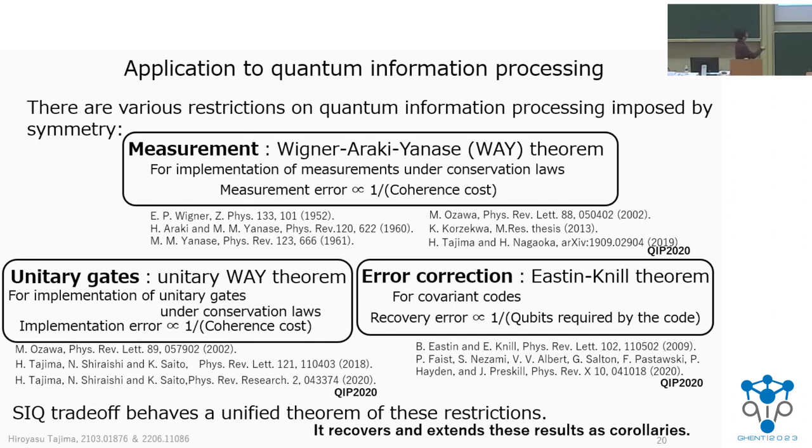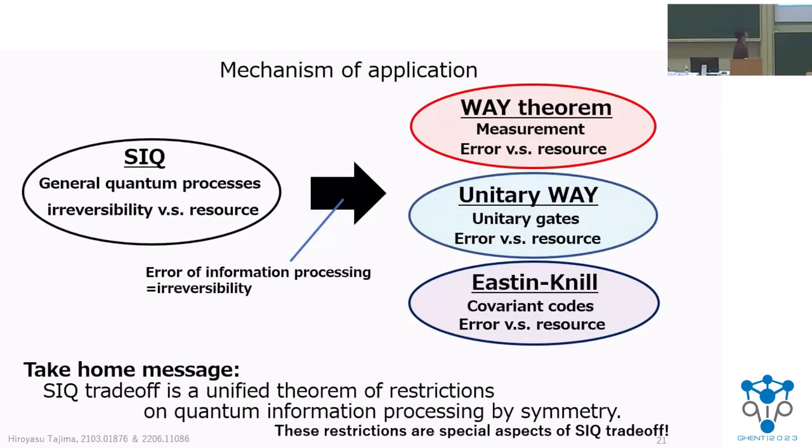And there are many results related to the theorem. And the SIQ trade-off behaves as a unified theorem of these restrictions. It recovers and extends these results as corollaries. Here, let's see the mechanism of the application. So why can this recover these theorems? These theorems treat the trade-off relation between error and resource. For measurement and for unitary gates, the resource is quantum coherence, quantum fluctuation. And for covariant codes, the resource is the size of the code.